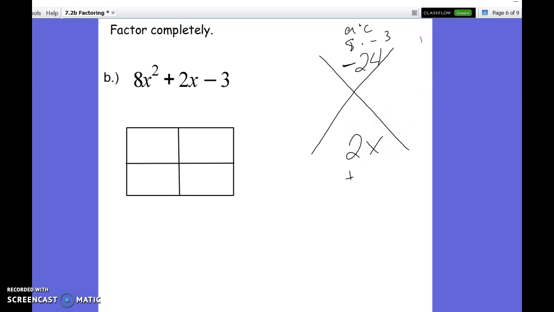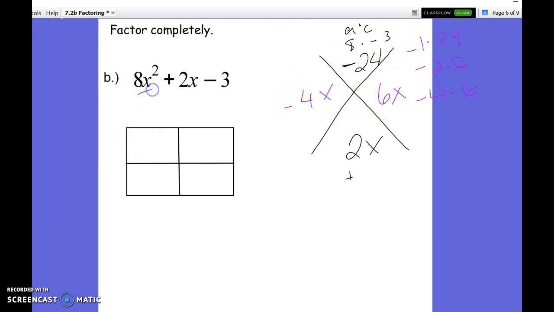Remember, if you're ever stuck, start listing your factors of 24. Since it's multiplying to be a negative, one of them is going to have to be negative. 2 and 12. How about we try negative 4 and positive 6? So negative 4 times 6 is negative 24. Negative 4 plus 6 is 2x. So it looks like negative 4x and 6x are our missing terms.